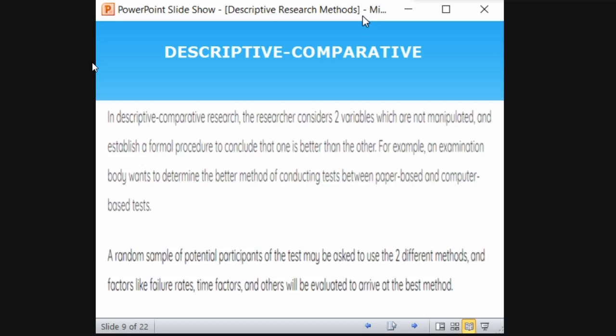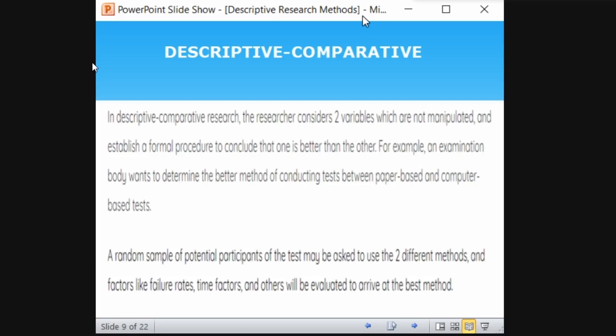The researcher considers two variables which are not manipulated. Manipulated means changed. Okay, so not manipulated, and establishes a formal procedure to conclude that one is better than the other. So he is comparing two people under the same condition, which is not manipulated, to find a formal procedure to conclude which one is better than the other, right?